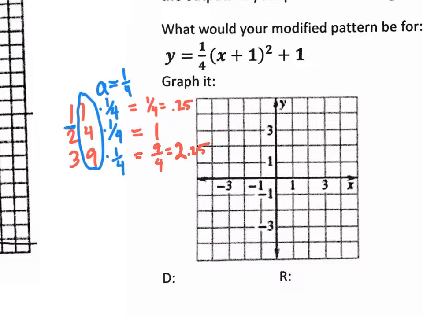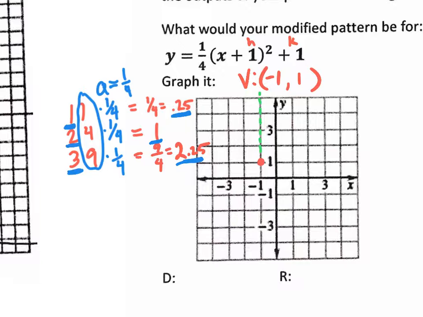Okay, 2.25. Anyway, what is our pattern? It's 1, 0.25, not even halfway up, right? It's 2, and then 1 up, and then 3 to the side, and 2.25 up. So let's first identify our vertex. As a matter of fact, I'm kind of doing step 2 before step 1. Step 1 is to identify your vertex. That's -1 for h. Think opposite of what you see. Take k for what it is, which is 1. So let's go to -1, 1, put a dot right there.